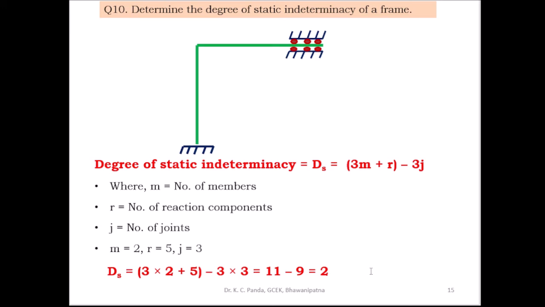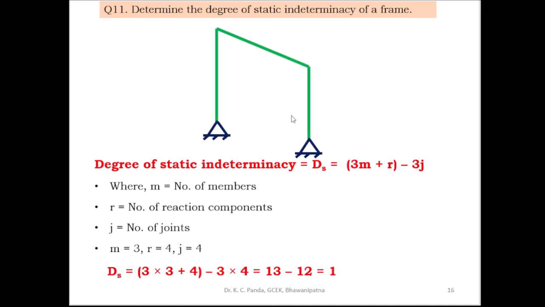Also you can find out using another approach. So DS is equal to DSC plus DSI. But here this is internally determinate, because this is an open configuration, but externally indeterminate. So you can find out DSC is equal to R minus 3. So the total number of reaction components is 5 minus 3 is equal to 2. Then you can find out DS is equal to DSC plus DSI. So DS is equal to 2 plus 0 is equal to 2. That is the degree of static indeterminacy.